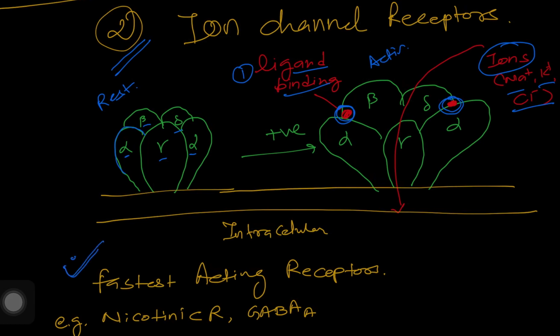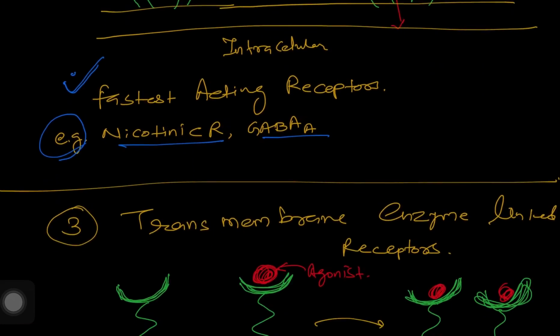The important thing is these are the fastest acting receptors. This receptor acts the fastest. This is a multiple-times-asked MCQ: which is the fastest type of receptor? This is the fastest acting receptor. Which are examples of these ion channel receptors? Nicotinic receptors and GABA A receptors, that you need to remember. So this was the simple second type of receptors, ion channel receptors.